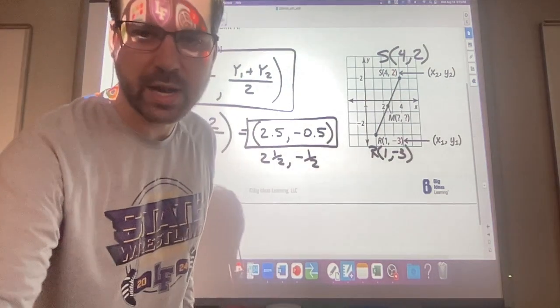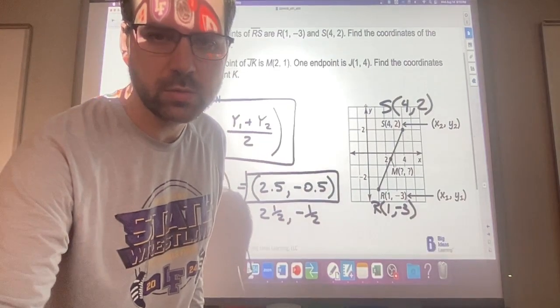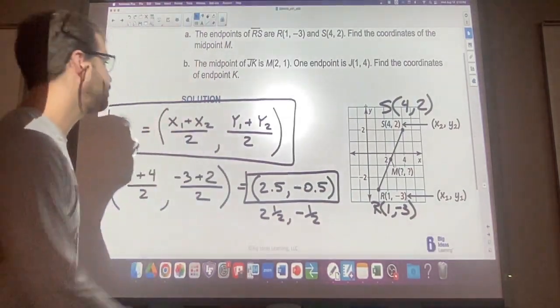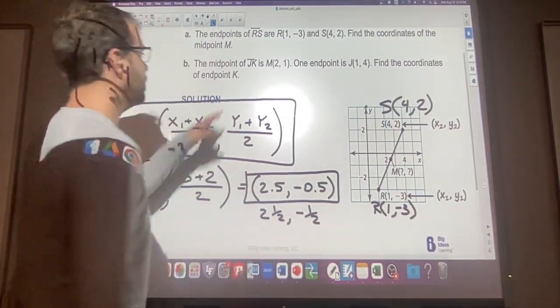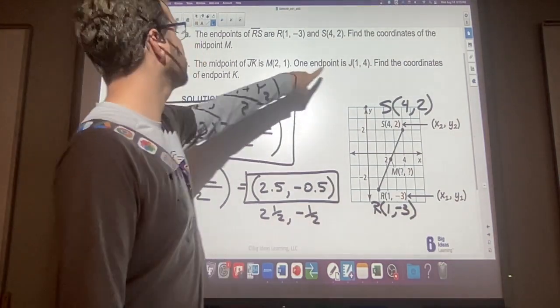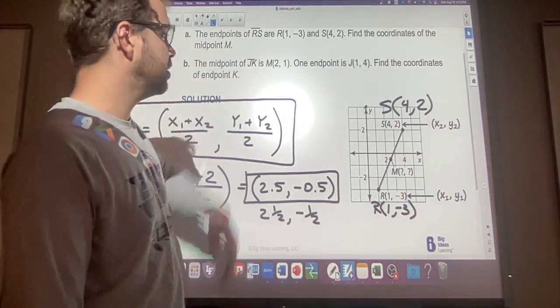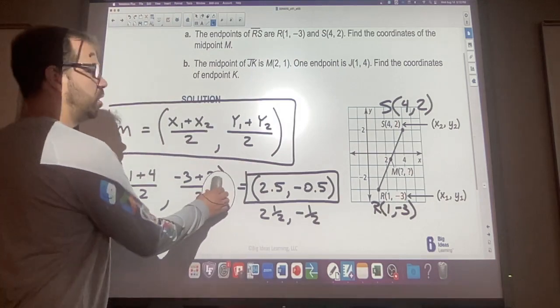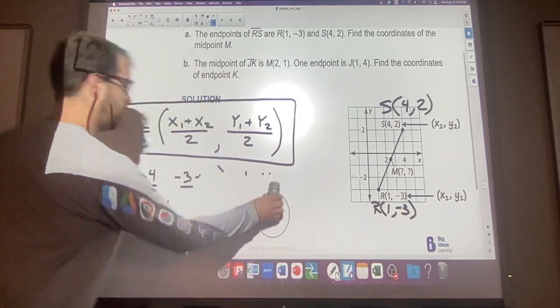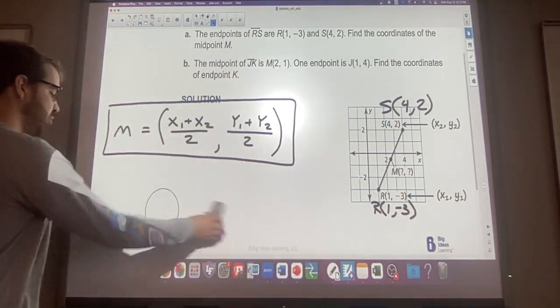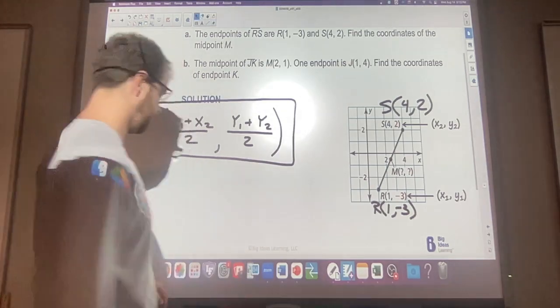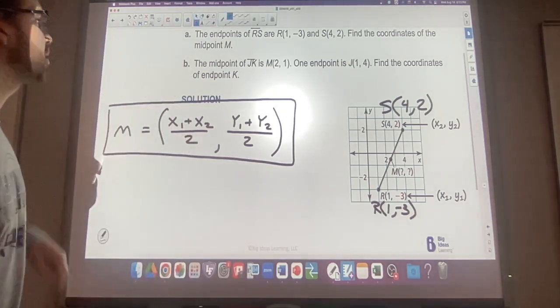I want you to try this JK one. See how that goes, all right? And there's no picture with it, so you kind of have to use the equation, or you could grab some graph paper and graph it and see where it ends up. All right, so try that, and I'll write it up here as well.